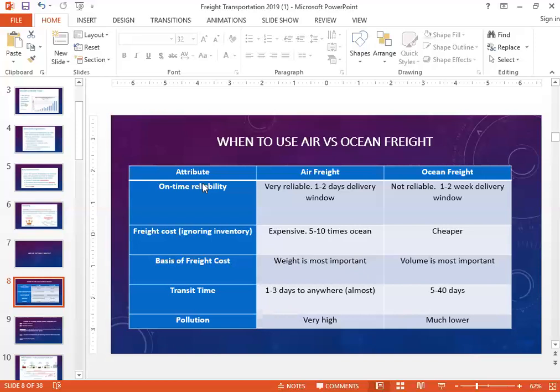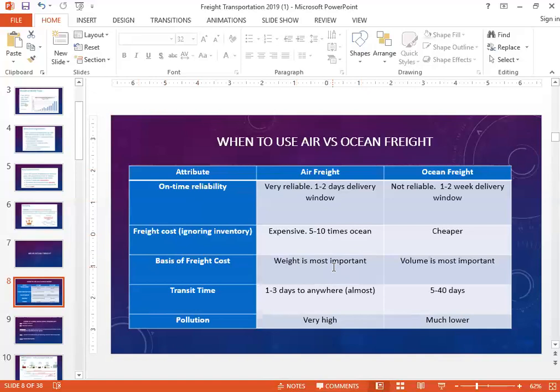Transit time, or the stopover time, really depends. But just to give you an idea, the transit time is a lot less in air freight, and in ocean it's a lot more. So 1 to 3 days versus 5 to 40 days. Pollution. Which way of transportation is worse for the environment? Air freight. Shipping by air causes a lot more pollution than transporting via ship. So that should give you a very good idea.